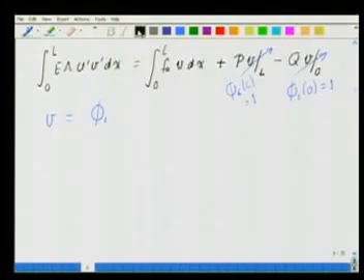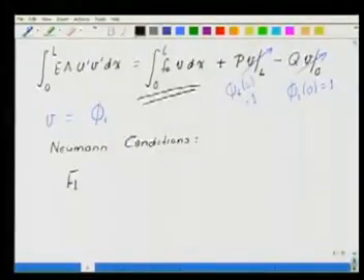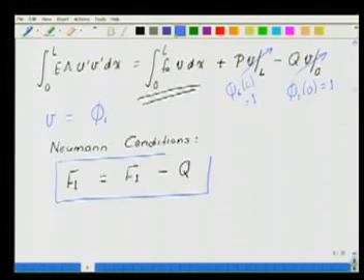So, what do we do? Here we apply the Neumann conditions. To the known F1 that we have computed using this part, we are going to add or subtract Q, because Q is given like that. So, this will be now the modified F1, and just like what we did earlier, F6 will be equal to the computed assembled F6 plus P.